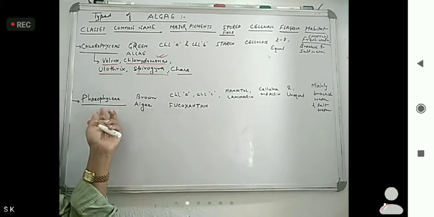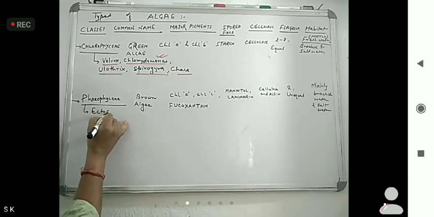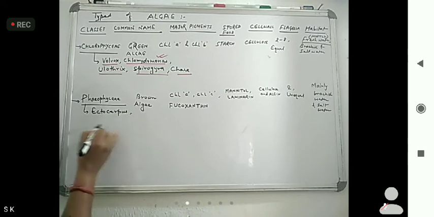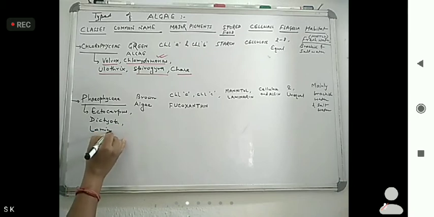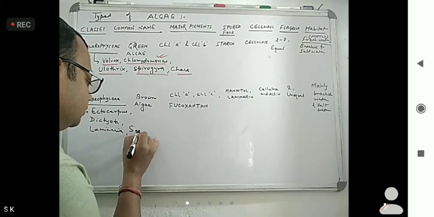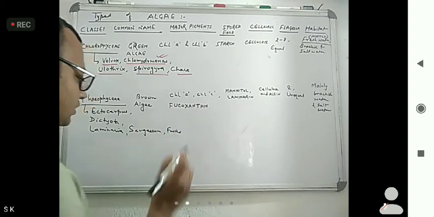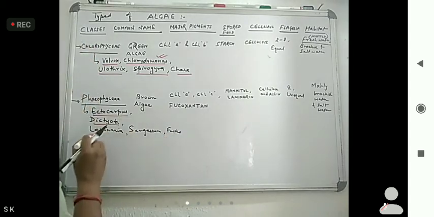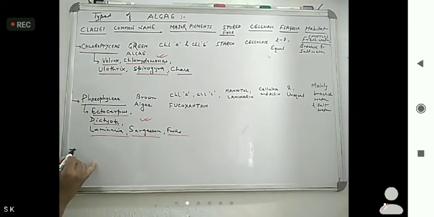Now, if we are coming to Phaeophyceae examples, so here what? Ectocarpus is there, Dictyota is there, Laminaria is there. So, for example, Ectocarpus, Dictyota, Laminaria, Sargassum, Fucus, these belong to what? Phaeophyceae. So their examples are also important. Okay. Now come on, the third class is what? Rhodophyceae.